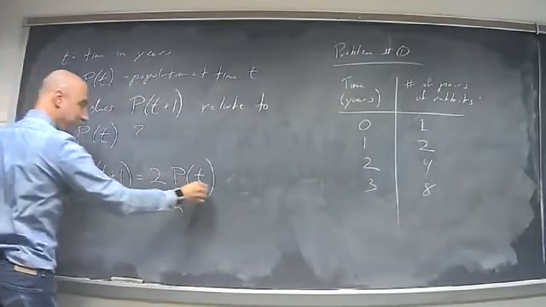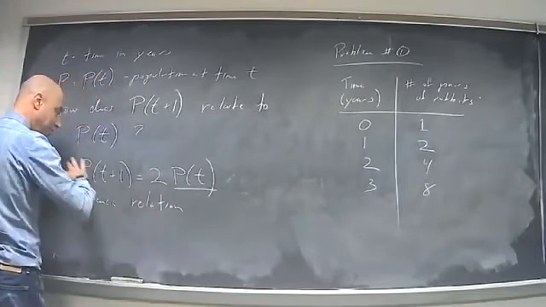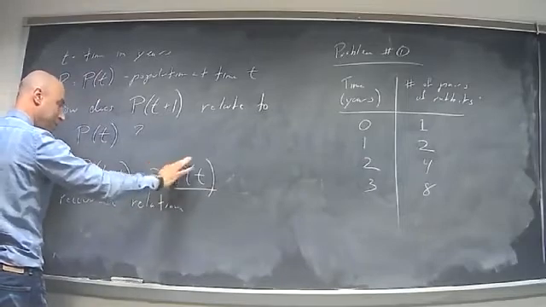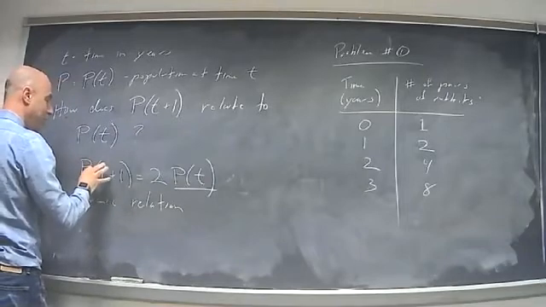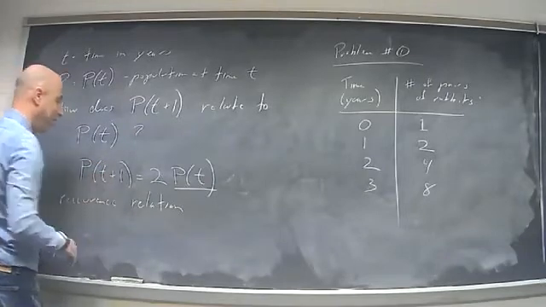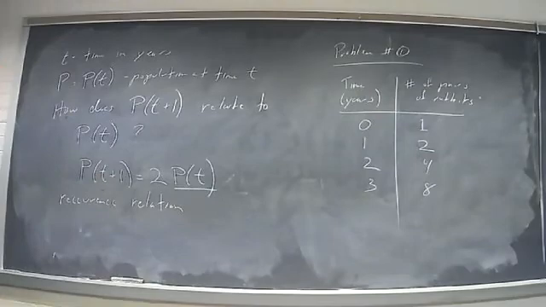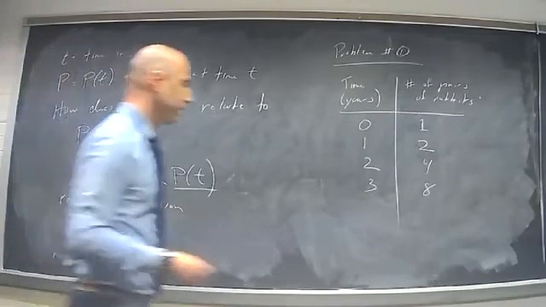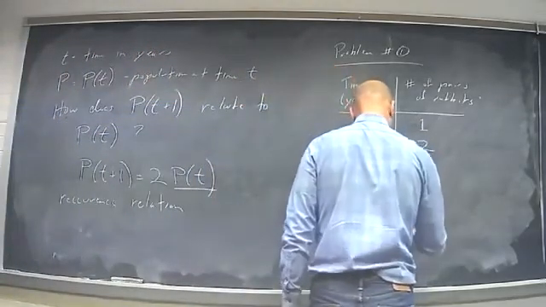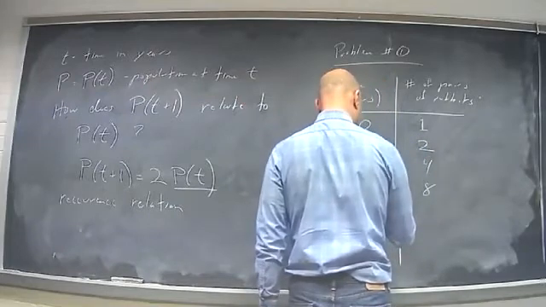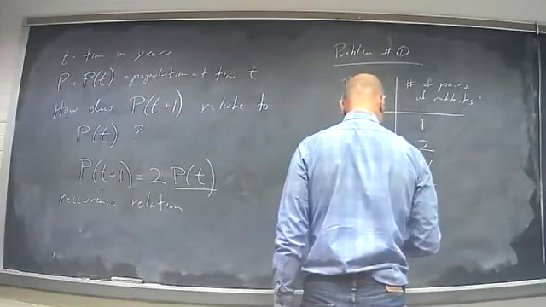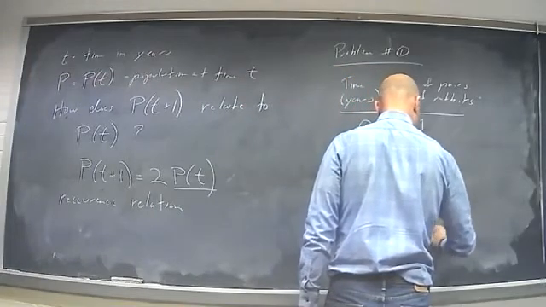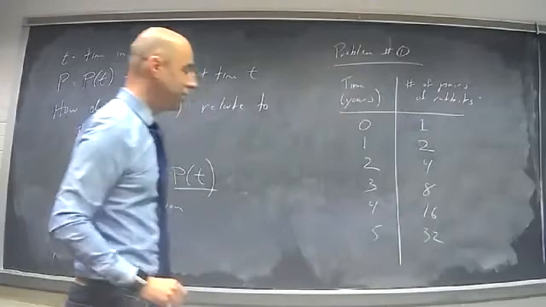If you know what P of t is, you can use this recurrence relation. If you know what the population at a certain time is, you can use this recurrence relation to figure out what the population at the next time is. So let me just put a couple more rows in here. At time 4, there are 16 pairs of rabbits. At time 5, there are 32 pairs of rabbits, and so on.